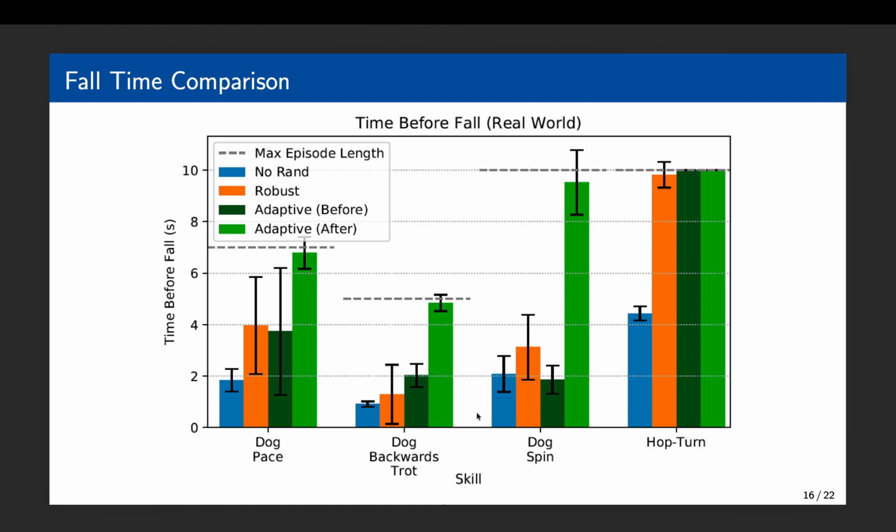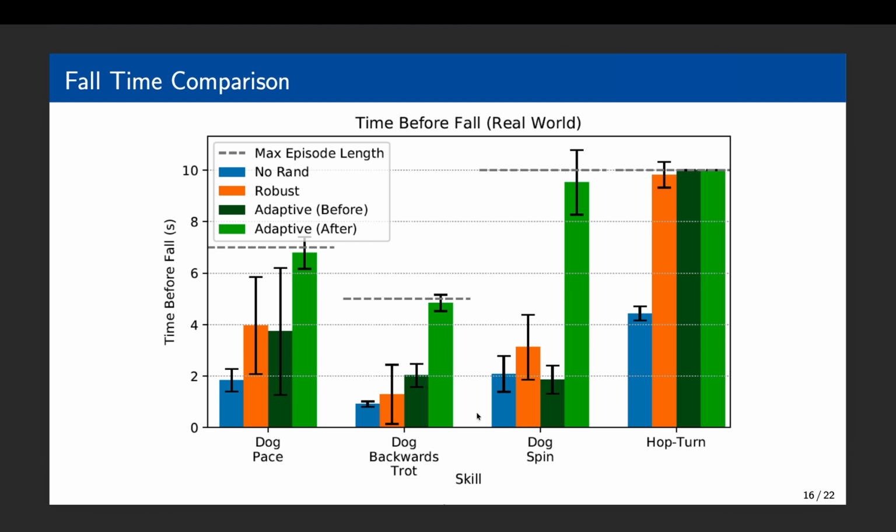So this chart provides a more intuitive view of the same phenomenon. It measures how long the robot stays on its feet before falling. The adaptive policies consistently maintain balance for longer, and in many cases, they reach the maximum episode length without falling at all, which is why several bars extend to the right limit of the chart.